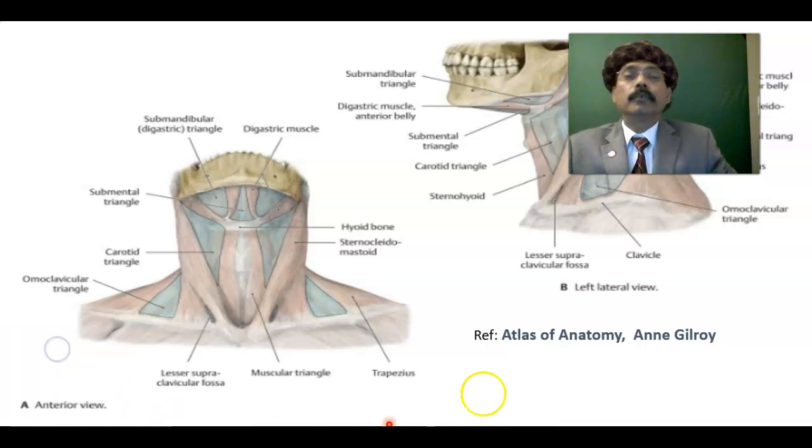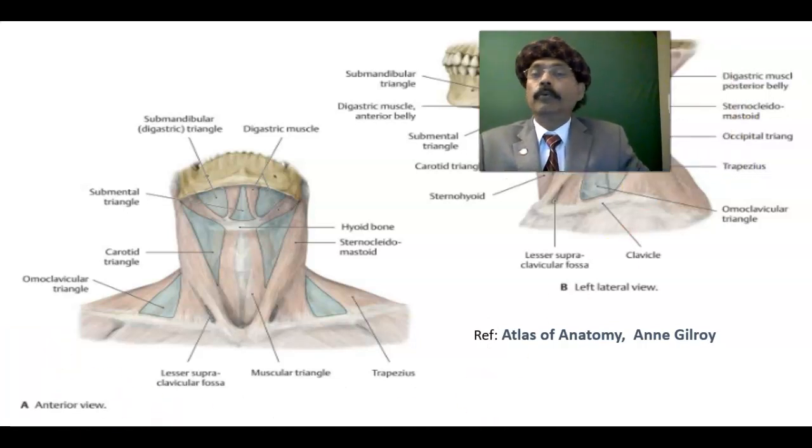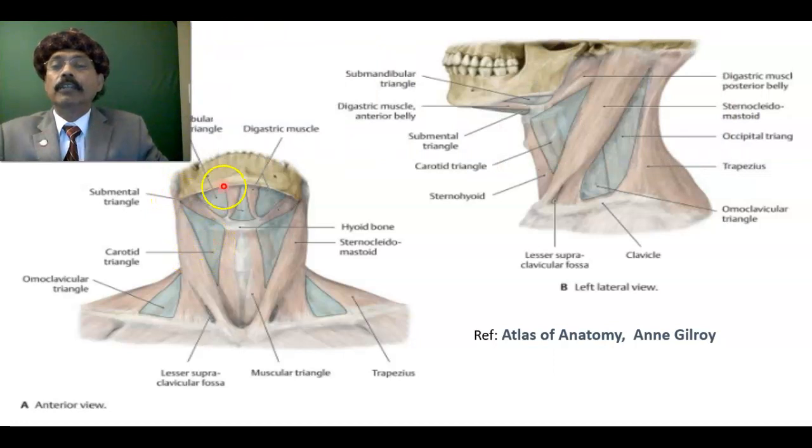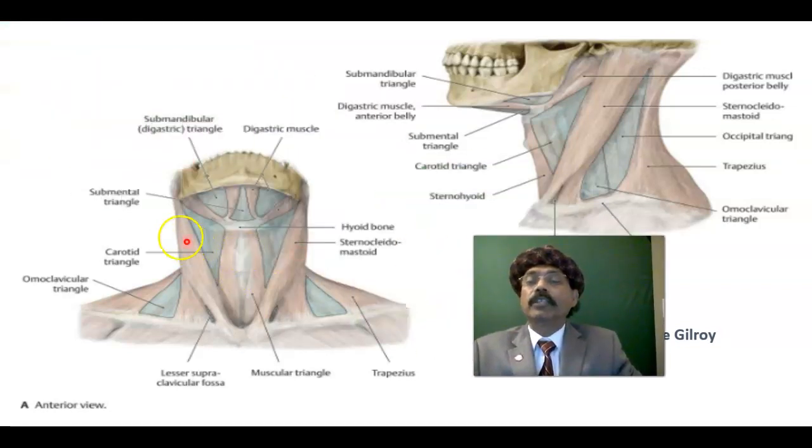Okay, if we look again at our orientation, this is the anterior triangular area. We have the submental triangle, the carotid triangle, the muscular triangle, and the submandibular or digastric triangle. Again, this is the carotid triangle, and this is the posterior triangle here. We'll give emphasis today to the submandibular triangle.